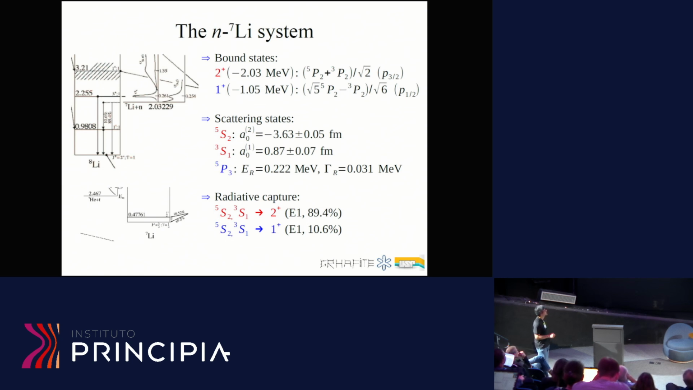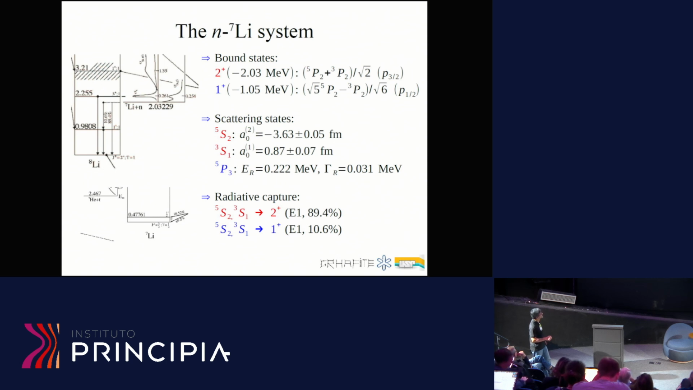Regarding scattering states, we have two spin states. Total spin 2 has a scattering length of 4 Fermi, which is largish, and the spin 1 channel should be of natural size. So in terms of scales, this should be regarded as 1 over a low energy scale, while this one is 1 over a high energy scale. So these two parameters set the separation energies, all right?